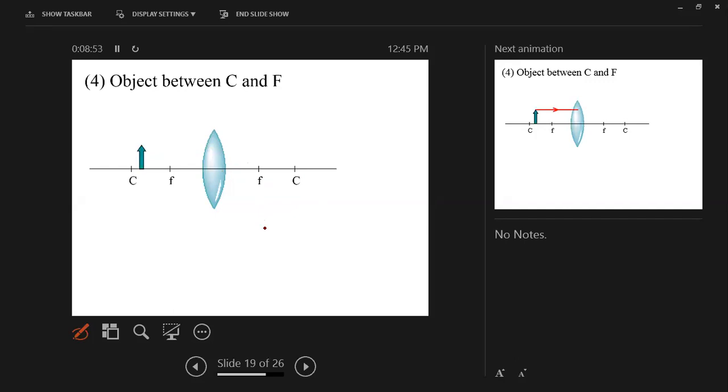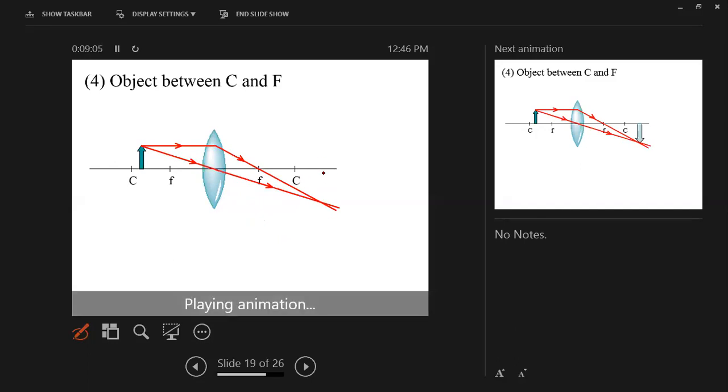What about if the object is between C and F? Let's send a parallel ray. Again, it's going to be refracted through F. And then let's send a ray through the pole. And then they're going to meet over here. As you see, it's going to be beyond C. The image is going to be formed beyond C.